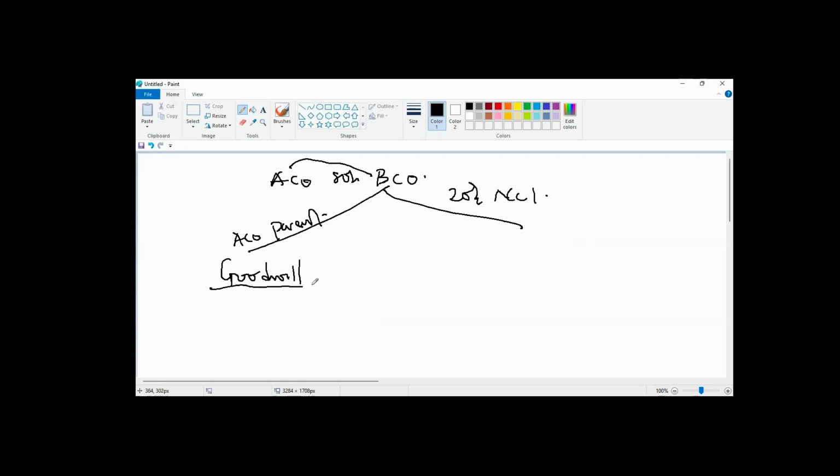To calculate goodwill, first of all, don't forget the goodwill we are talking about comes from business combination. That is purchase goodwill. Goodwill comes from business combination, the purchase goodwill. That is what we are talking about. Now, the formula to calculate goodwill.